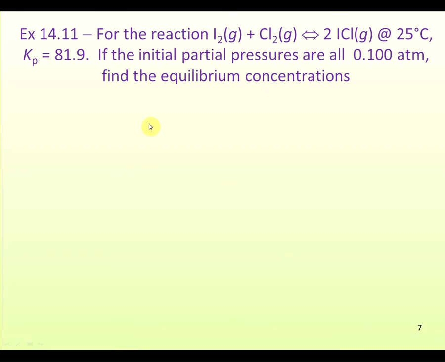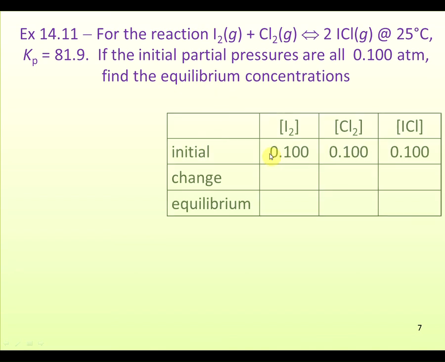So here in example 14.11, we're looking at the reaction of iodine plus chlorine to make 2 ICl at 25 degrees C, and they give us the equilibrium constant using the pressure values. They tell us that the initial partial pressures of everything are 0.1 atmosphere, and they want us to find the equilibrium concentrations. So we've got our balanced chemical equation.